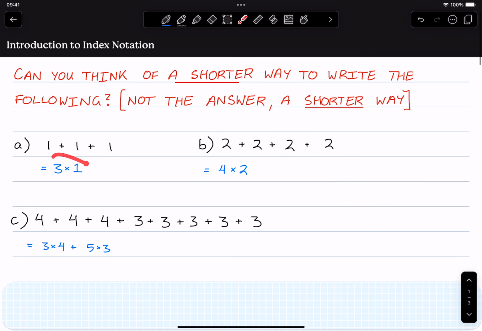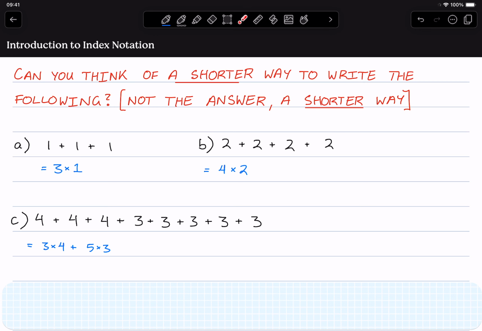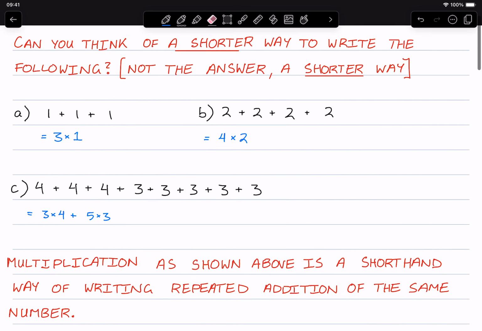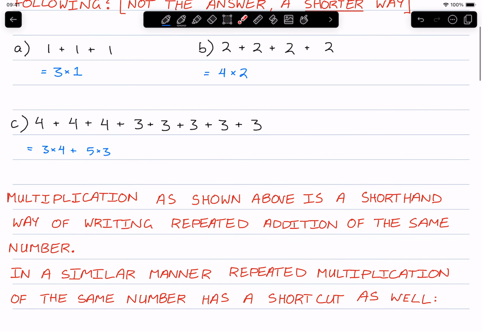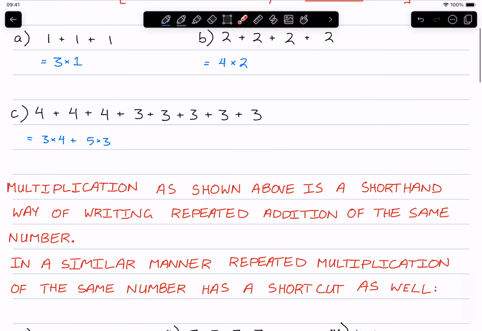So these multiplications are a shorter way to write the questions that we just saw. As I've just shown you here, multiplication as shown above is a shorthand way of writing repeated addition of the same number. In a similar manner, repeated multiplication of the same number has a shortcut as well.